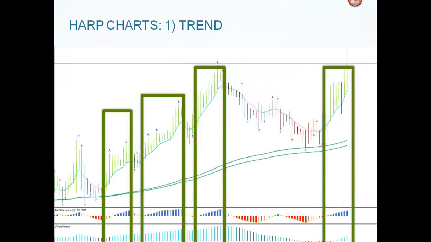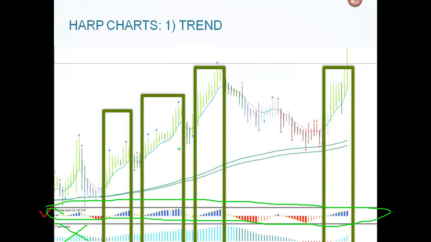But the trend is so easy with HARP. Basically, we're looking for green Heikin-Ashi candles together with our special indicator, the second one here. If that is dark blue, it's in a strong momentum to the upside. If it's dark red, it's strong momentum to the downside. It's as simple as looking at those two things. So if you have those two things aligned, you have a trend on that time frame. Is that clear for everyone?